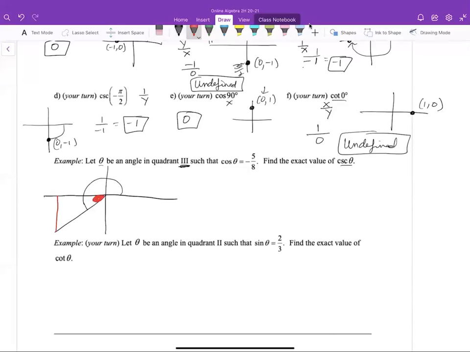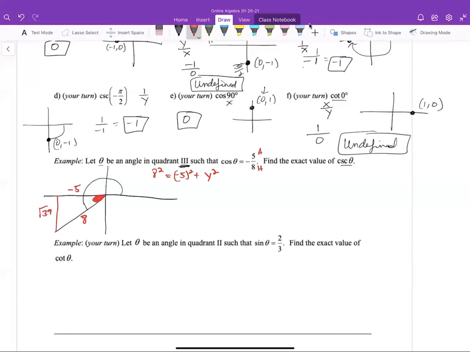I'm going to focus on my reference angle. They have told me that the cosine of theta, and cosine is the adjacent over the hypotenuse. So the adjacent side has to be my negative. The hypotenuse has to be 8, and that will always be positive. And then I will use Pythagorean theorem to find the y value. So we know that 8 squared equals -5 squared plus y squared. And if I solve for y, I will get the square root of 39.